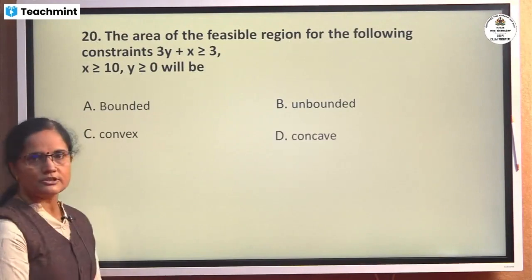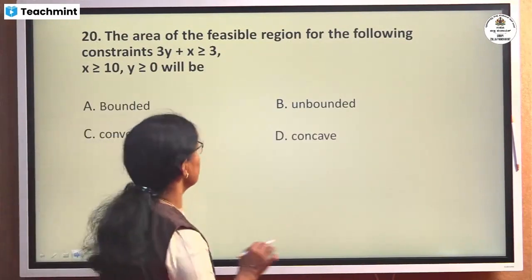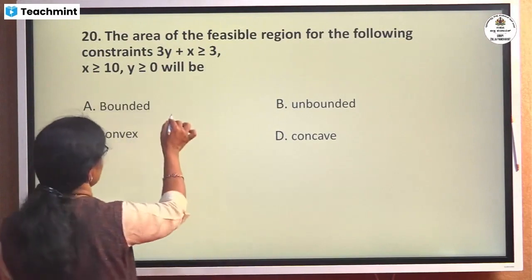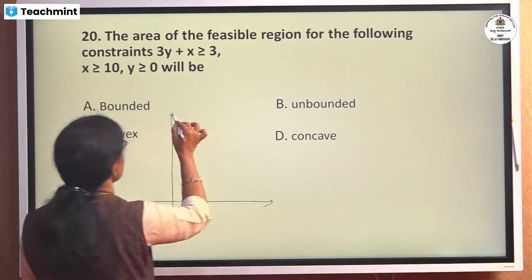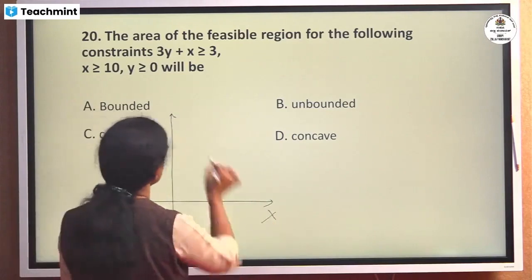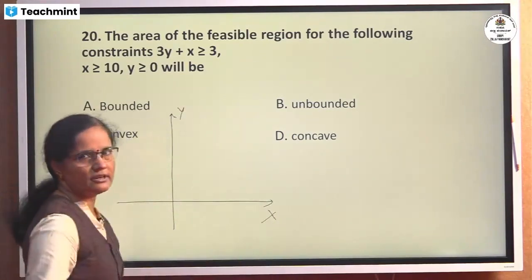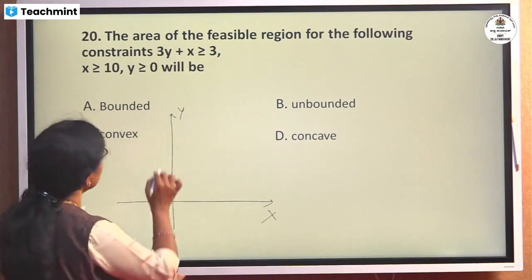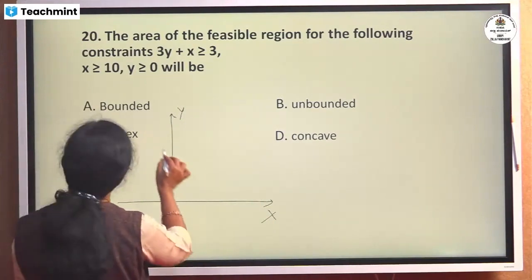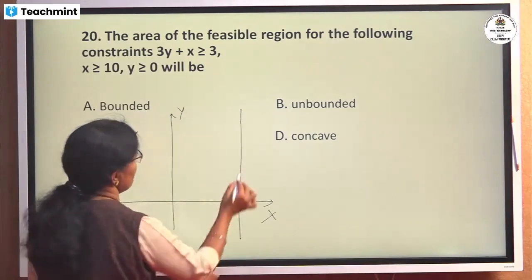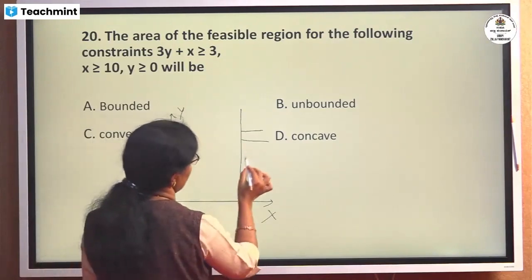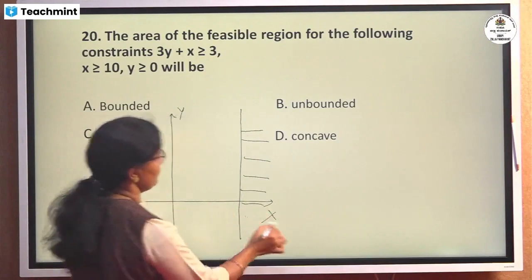LPP problems. So here also you have to go for the graph, otherwise you can't decide which type of feasible region you will get. This is the x-axis and this is the y-axis. Draw a rough graph quickly. Okay, so that's the condition. X is greater than or equal to 10. So this is the line. Therefore, this is the feasible solution for that.